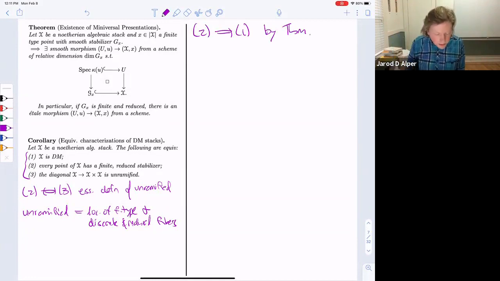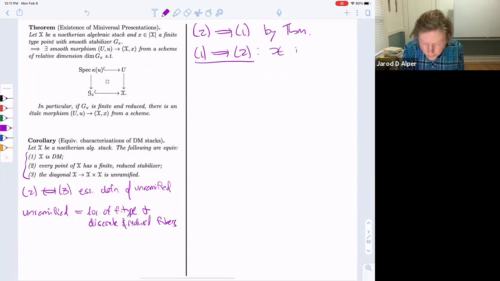If you have an arbitrary algebraic stack and just a point with a finite reduced stabilizer, you use this theorem on the existence of miniversal deformations to find a presentation, which is of relative dimension zero, so it's étale. And the other direction is the easier one, but we haven't done it yet, so I just want to do it quickly. So why is it that Deligne-Mumford stacks have finite and reduced stabilizers?